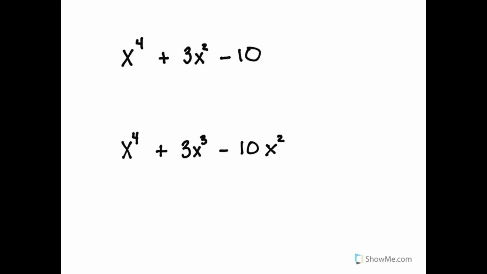I want to compare these two expressions. They both start with an x to the fourth term. The first one says x to the fourth plus 3x squared minus 10. The last term is a constant term, and the exponents are going in descending order. Now if I look at the second one, it's x to the fourth plus 3x cubed minus 10x squared. The last term is not constant, but the exponents are in descending order. The first one is quadratic in form. u is x squared, and u squared is x to the fourth.